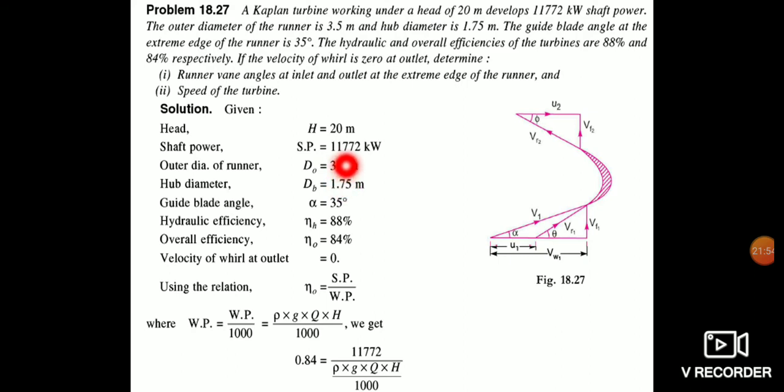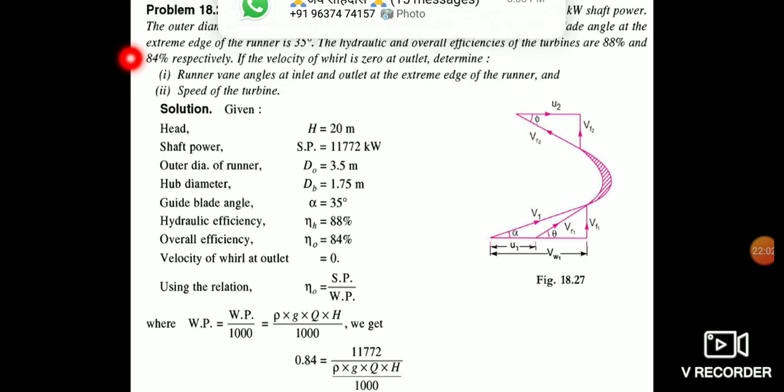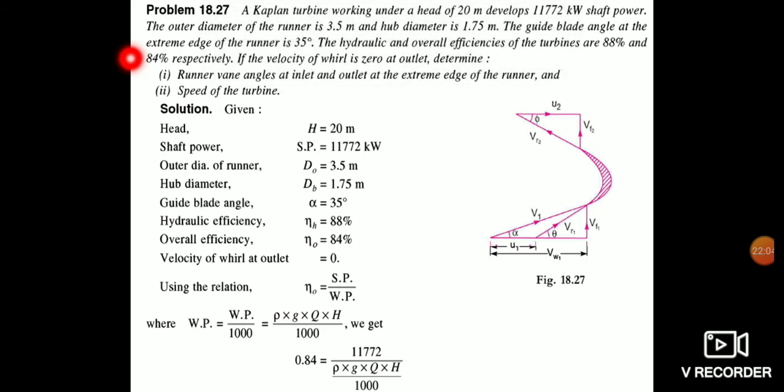And what they asked is the hydraulic efficiency of the turbine. Runner: if the velocity of whirl is 0 at outlet, meaning it is a radial or axial discharge at outlet, Vw2 is equal to 0. Runner vane angles at inlet and outlet: runner vane angle at inlet, theta, and they asked phi, to calculate, and then afterwards the speed of the turbine.